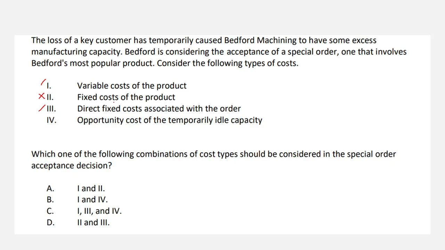Now, according to number 4, the temporary idle capacity has an alternative use. So magkakaroon tayo ng opportunity cost, right? The opportunity cost of the temporarily idle capacity should be considered. So, nawalan ka nga ng customer, pero sabi sa number 4, pwede mo daw gamitin itong capacity sa ibang bagay pa. That is an opportunity cost. So, pag gagamitin natin sa ibang bagay, magkano yung kikitain natin? If you will accept the special order instead of doing that, you would lose the opportunity of earning such, no? Yung alternative ng special order. This can be a relevant cost. 1, 3, and 4. Correct answer is letter C. So the combination of cost types that should be considered in the special order acceptance decision is letter C. 1, 3, and 4. Let us answer the next one.